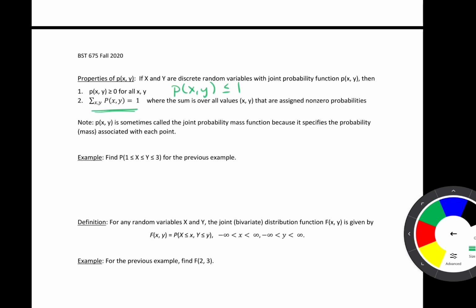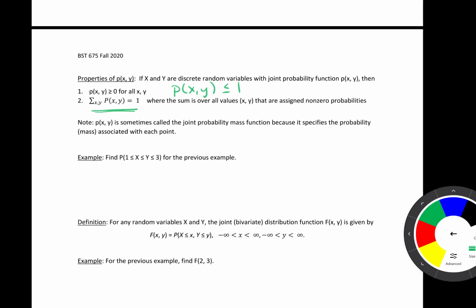Now one thing to note is when we work with discrete distributions, this is sometimes called the joint probability mass function, similar to when we looked at the PMF or probability mass function before. And again, the idea here is that it specifies probability or mass associated with each point. And so that's true for discrete random variables, but that is not true for continuous random variables.